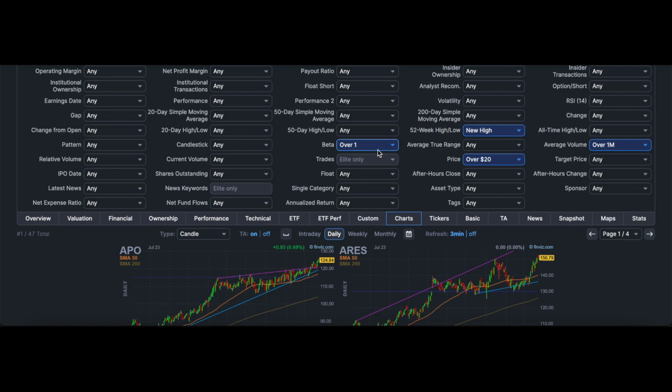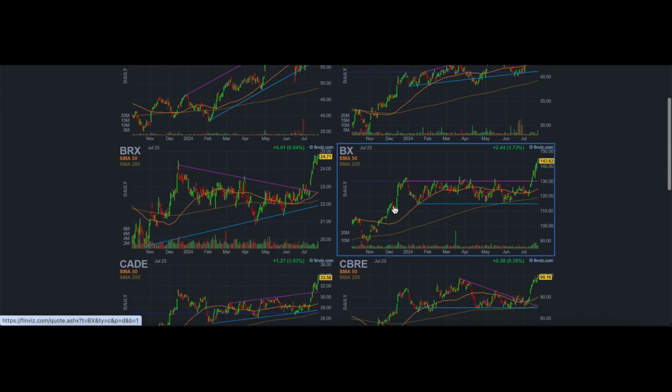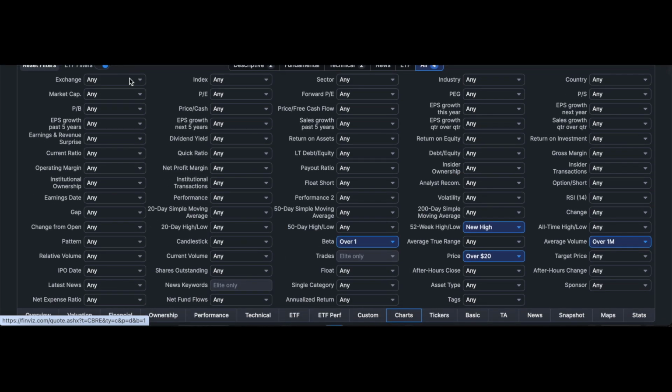So beta is basically how a stock performs compared to the market. For example, if the market moves 1% and another stock moves 2%, then that stock has a beta of 2.0, because it basically doubled the market's gains, right? So that's all beta means. You're just trying to find stocks that can outperform the market and are slightly more volatile.